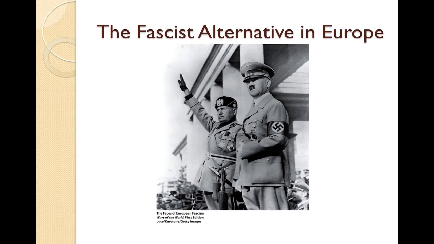First heading is called the Fascist Alternative in Europe. Fascism is a political theory invented largely by Benito Mussolini in Italy. Here he is in this photograph with Adolf Hitler. Fascism denies individualism in favor of service to the state. In fascism, the government is the most important thing in your life. In the 20s and 30s, this appealed to a lot of people.